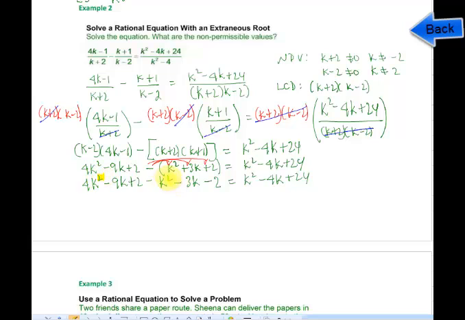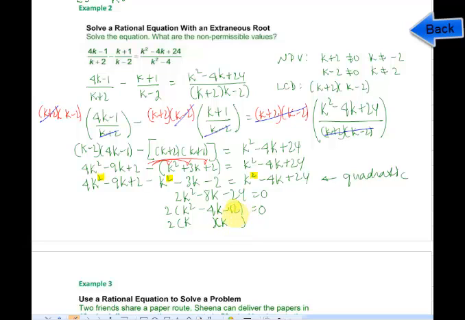Okay, because we have k squares, we know we have a quadratic, and so we want to make everything equal to 0. When we do that, we will get 2k squared minus 8k minus 24 equals 0. We have a GCF of 2, so we'll factor that out. So we get k squared minus 4k minus 12, and then we can factor our trinomial.